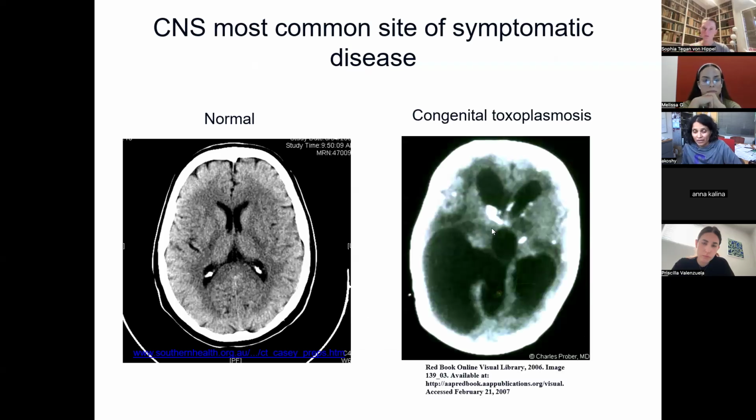So if you get your Toxoplasma as an infant, in particular as a fetus, then you can have quite devastating outcomes.